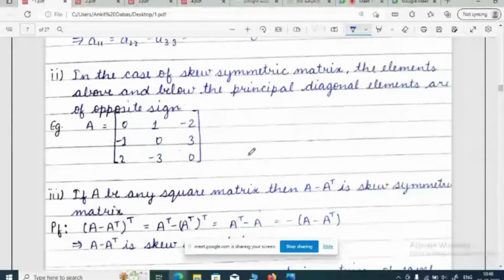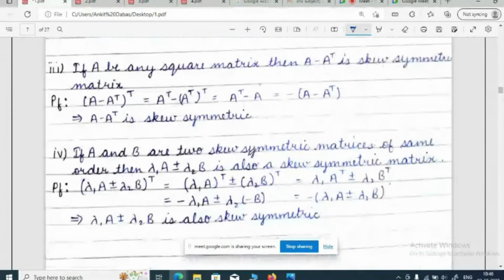In the case of skew-symmetric matrix, the elements above and below the principal diagonal are of opposite sign. You can think of this as a mirror placed on the diagonal. In case of symmetric matrices, along this diagonal, they should have the same value, but in skew-symmetric, there should be a change in sign.